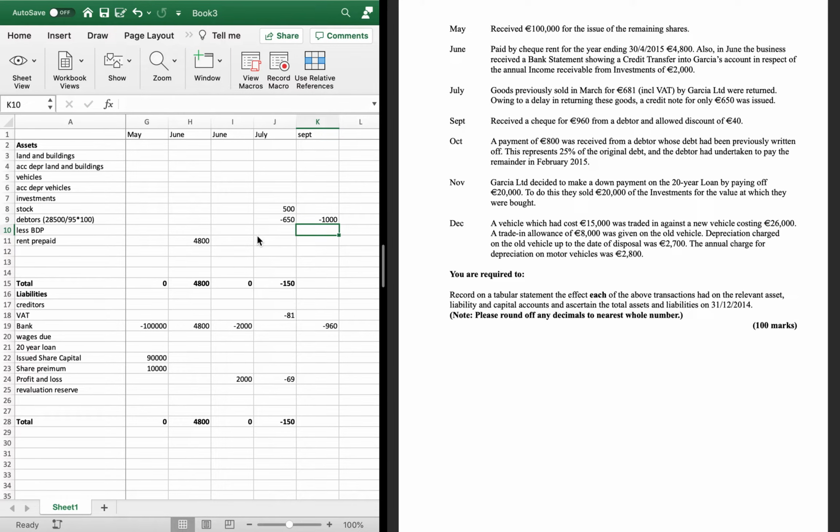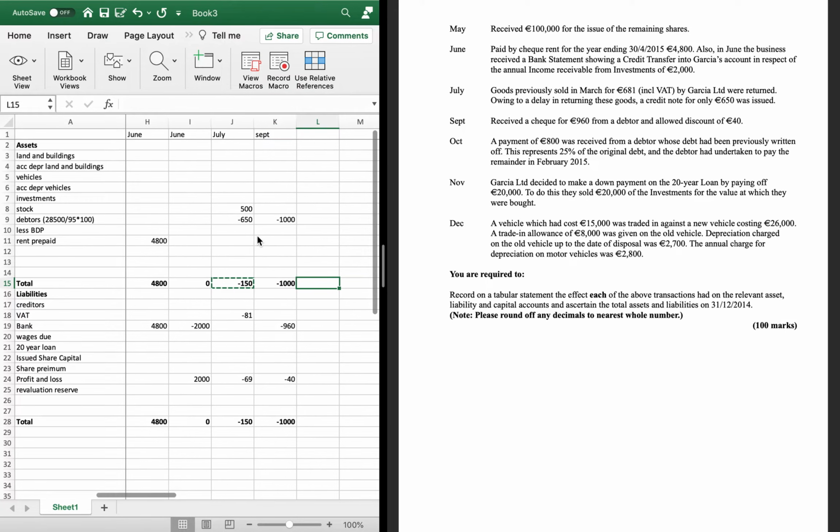So we've received the check for 960. So what have we given them? We've given them a discount of €40. So discount allowed is €40. So that reduces your profit. So if you think discount allowed will be a selling expense, you've got 1,000 then as your total for both of them. So that's September.